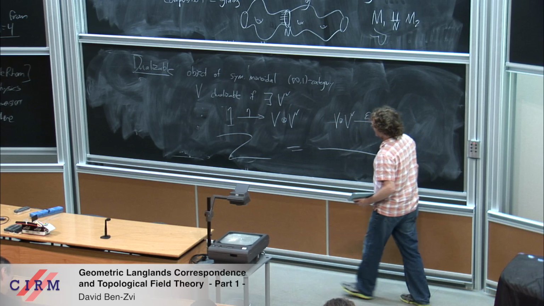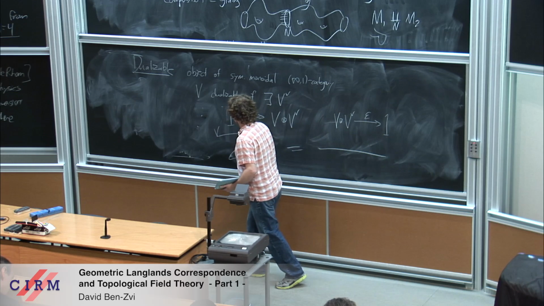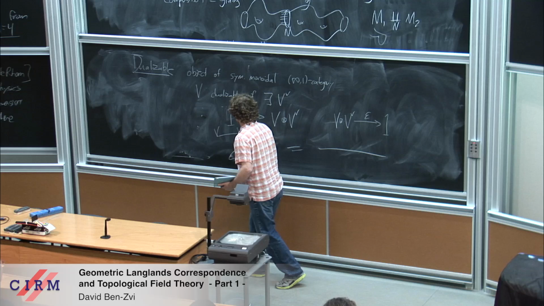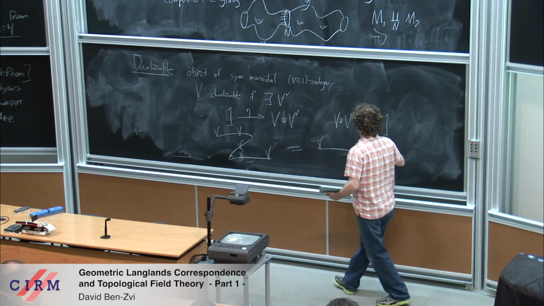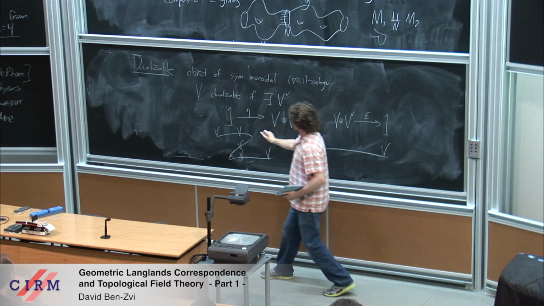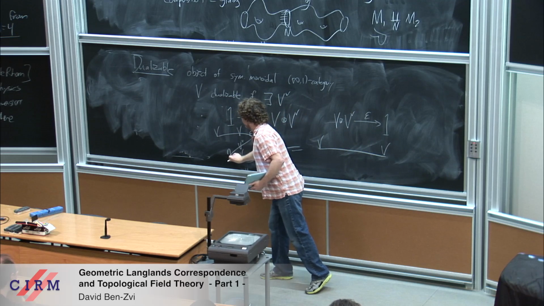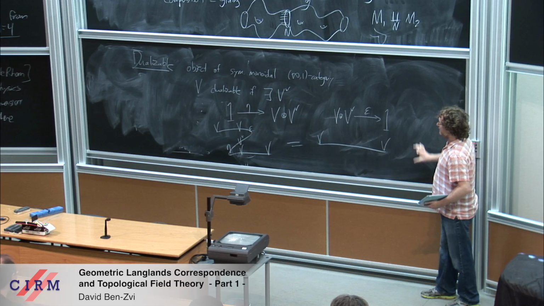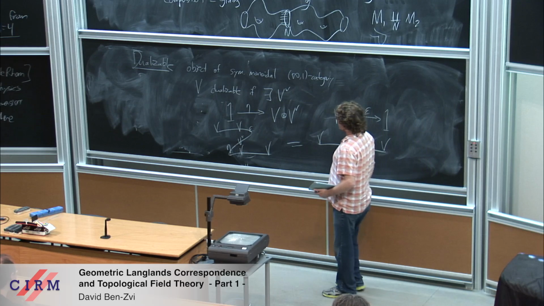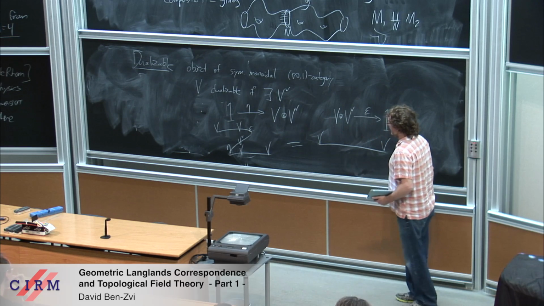It says that if I give you a map, I can look at a map from V tensor V dual to V, and this is the identity map from V to V, where these maps here, this is going to be epsilon, and this is eta. So I have this kind of relation, so this is the notion of a dualizable object.